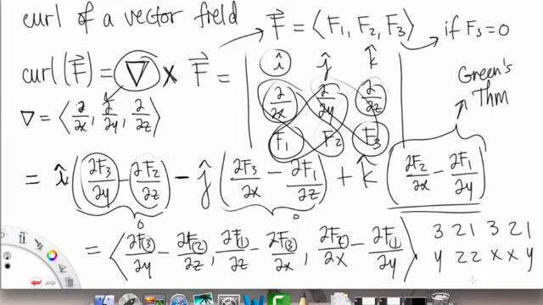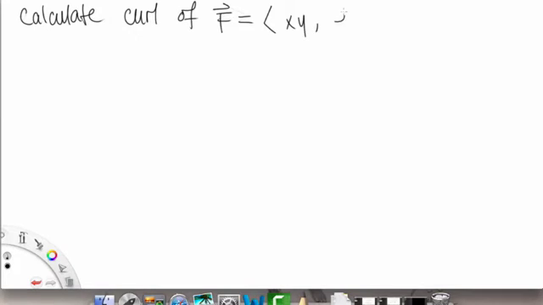So let's do an example. We're going to calculate the curl of the following vector field: F arrow equals x times y, comma, e to the x, comma, y plus z. Alright, so let's set up the curl. We have curl of F equals, so this is also f sub 1, f sub 2, and f sub 3.